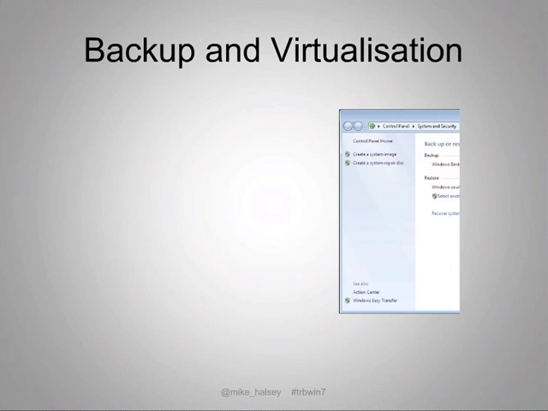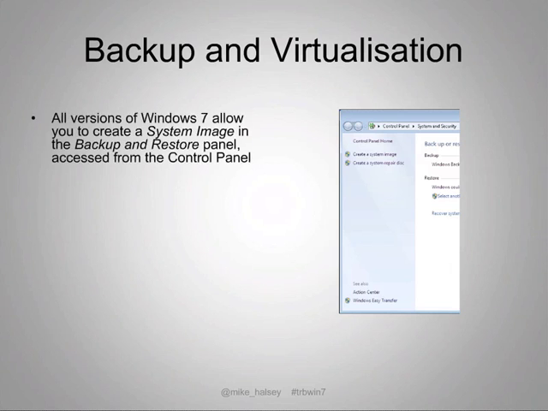Another way to make sure that you can minimize troubleshooting problems is obviously to keep backups of your machine. I just want to talk about this briefly. You can create a system image in every single edition of Windows 7 by selecting Backup and Restore from the control panel, or by typing backup into the search box in the Start menu. And you'll see here on the screen, in the blue panel on the left hand side, there's a link to create a system image. There's also a link to create a system repair disk, and I'll talk about those a little bit more shortly.